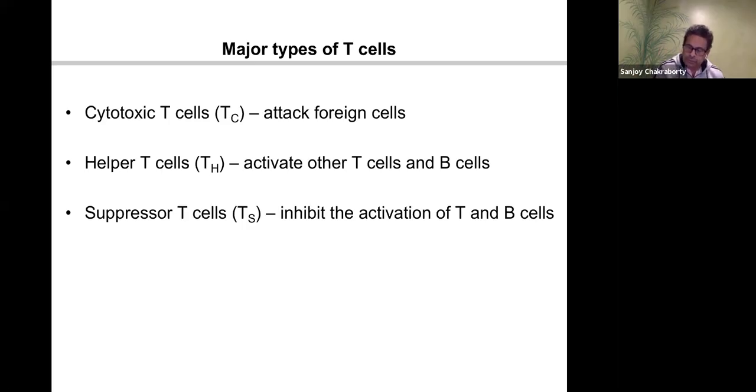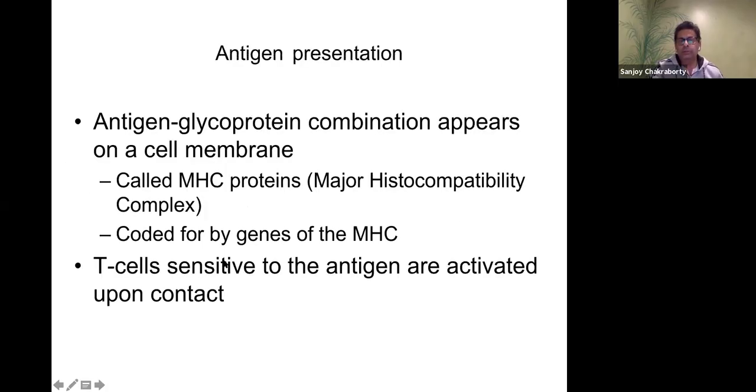So suppressor T cells, what they do, they suppress the activity of these cells. So they have a control on it, a regulation on this. But the regulation part of the control mechanism, it's not in your syllabus. I'm going to go only with these two from now, cytotoxic and helper T cells. So how they work, how they do.